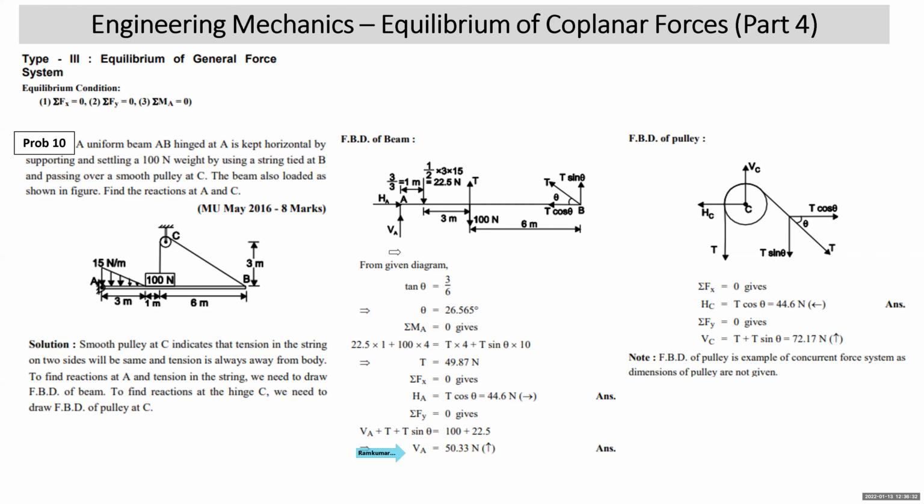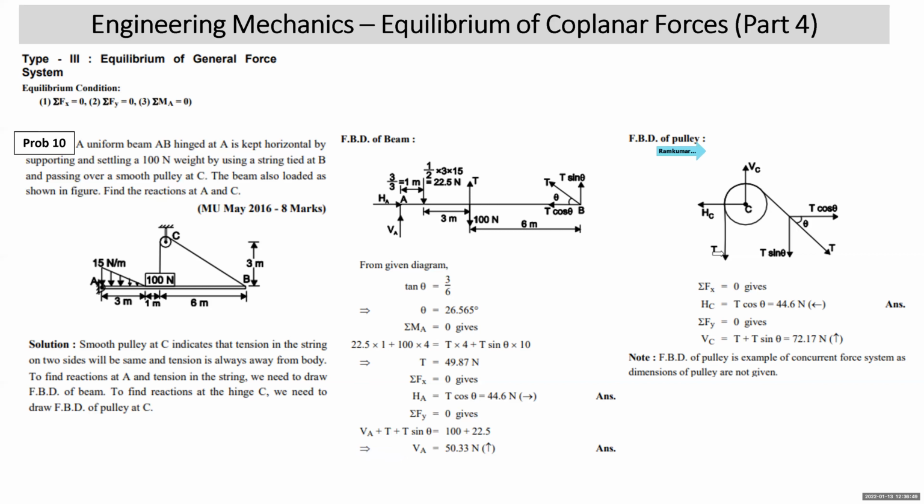All right, we got reactions at A now. We also got tension in the string also. If he had asked you the reactions at A and tension, then the problem is over. You don't need to take the other part, but he is asking reaction at C. Mind it. Now we'll have to draw the FBD of the pulley.